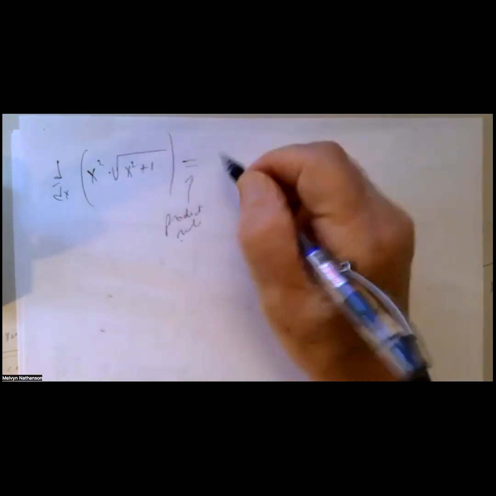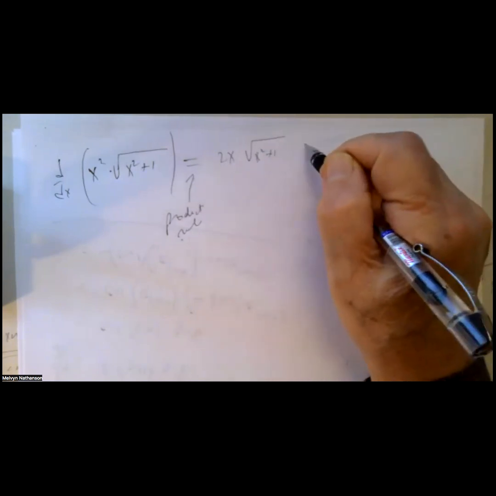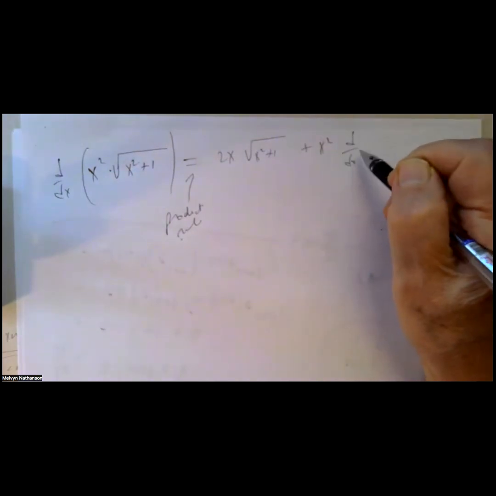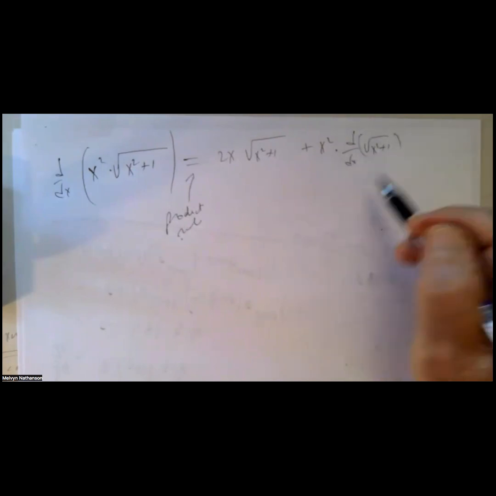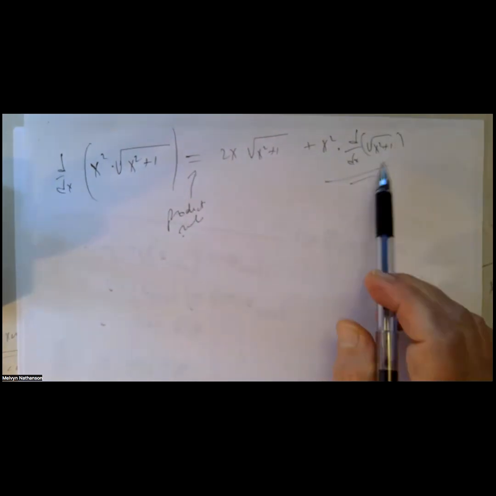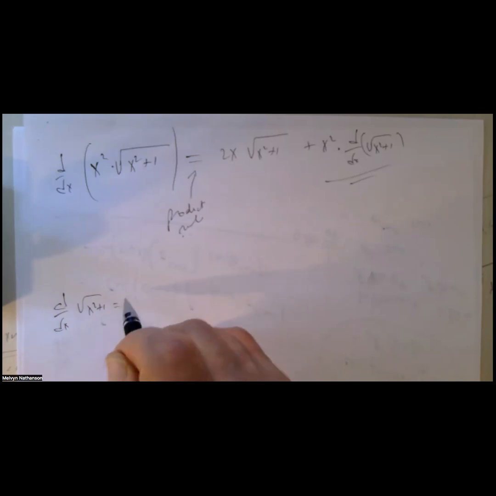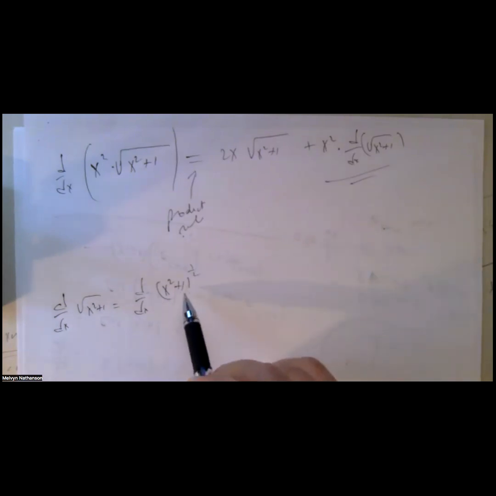I get the derivative of x squared, which is 2x, times x squared plus 1, plus x squared times the derivative of the square root of x squared plus 1. So I have to figure this out. And for this, I use the chain rule. The derivative of the square root of x squared plus 1 is the derivative with respect to x of x squared plus 1 to the power of half. So I can use the power rule here.